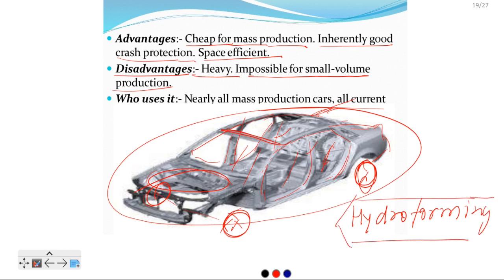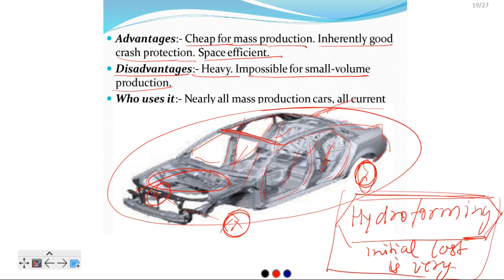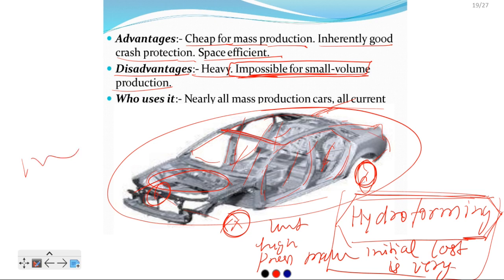If you are looking at the complete process and system for hydroforming, the initial cost is very high. Initial cost is very high to set up a hydroforming process or hydroforming machine system. So this is a complete unit of high pressure machines. So that's why it is impossible for small volume. अगर आपको साल भर में 5-10 vehicles बनानी है, तो this frame or this monocoque will be useless for you. If you are going for 5 tons, the cost will be in crores even. Near all mass production cars. So this one is very important.